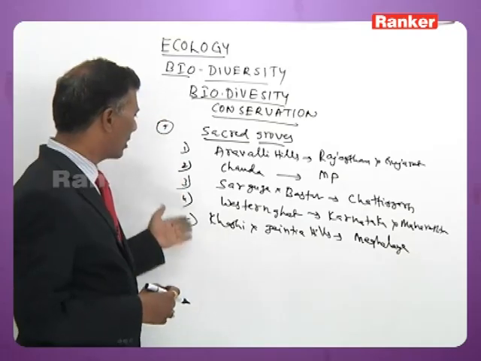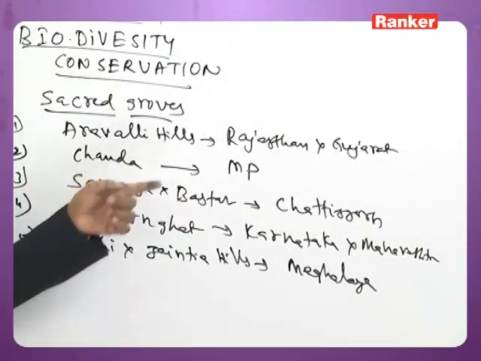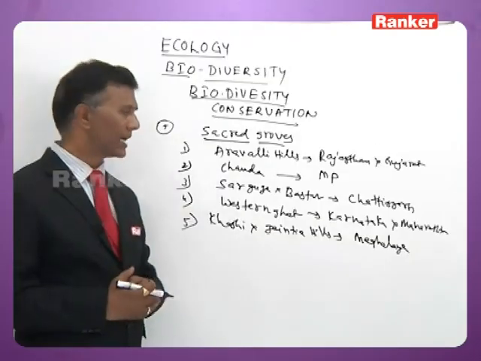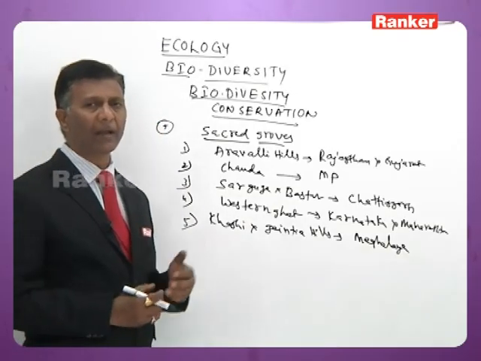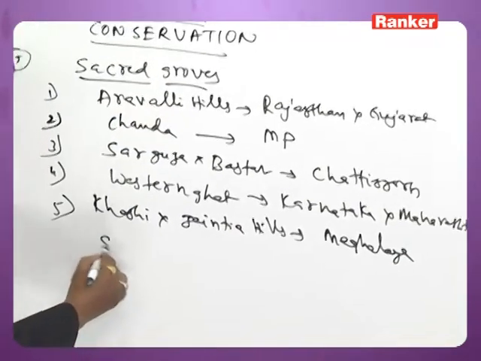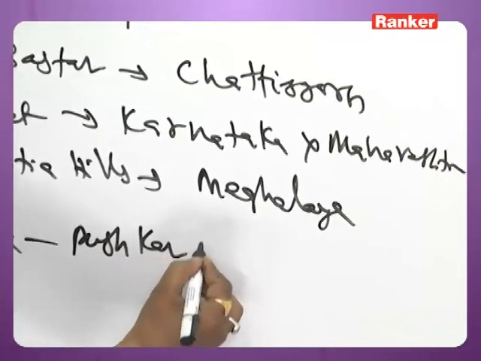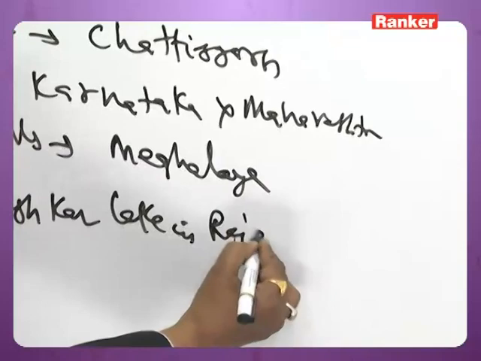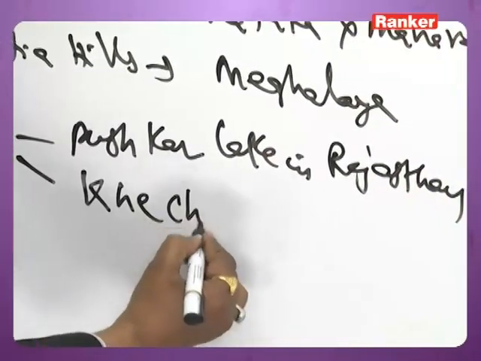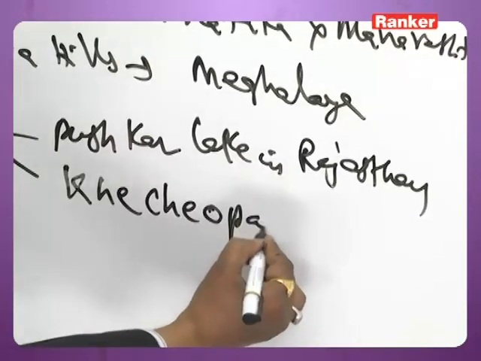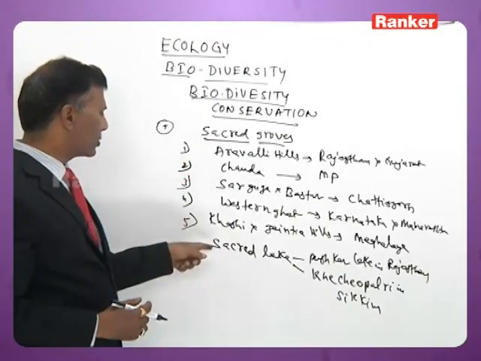In India there are about 5 areas identified as sacred groves, like the Aravalli Hills in Rajasthan and Gujarat, Chanda area in Madhya Pradesh, Sarguja and Bastar area in Chhattisgarh, Western Ghats in Karnataka and Maharashtra, and the Khasi and Jaintia hills in Meghalaya. Apart from the groves, there are also sacred lakes.